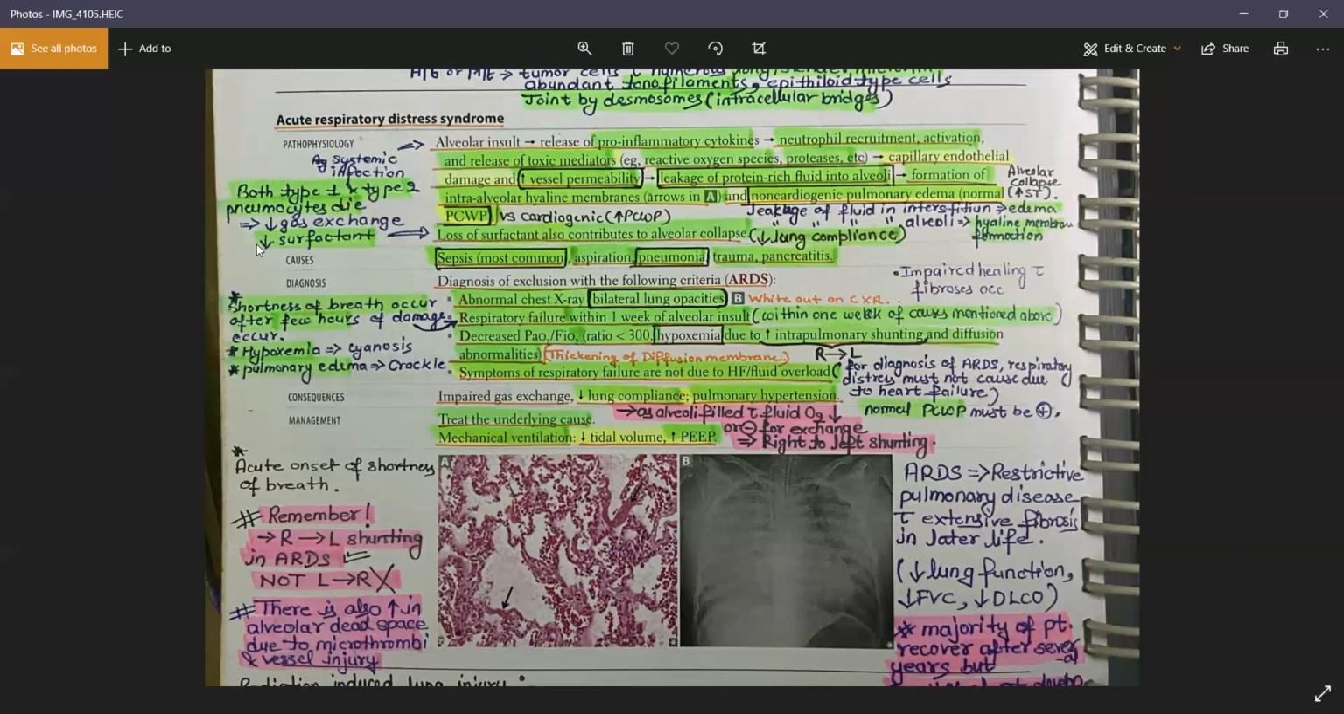Yes. So again, the compliance will be lost in my lungs. Now, causes could be anything. Anything that induces an inflammation in your body can cause the ARDS. For example, sepsis, which is the most common type. Aspiration pneumonia can cause it. Even a normal pneumonia can progress to the ARDS.